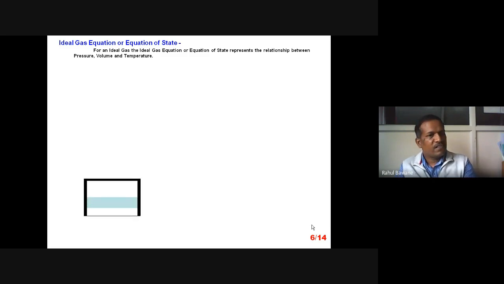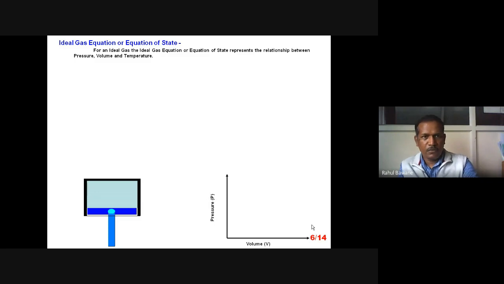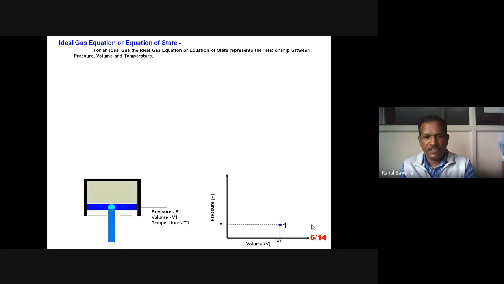Suppose a piston cylinder arrangement is there. Follow very carefully, because many times it is asked in written exams also. So we are going to plot the condition on a PV diagram. Initial condition: pressure, volume, temperature. Now we are talking only about the PV diagram. So we will take P1 and V1. So this is our first state.